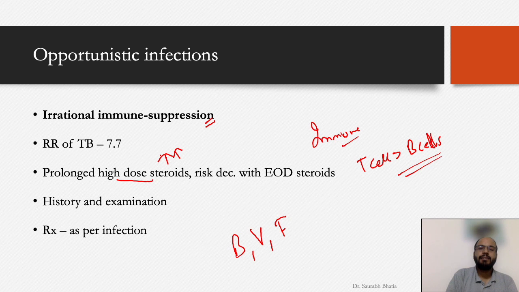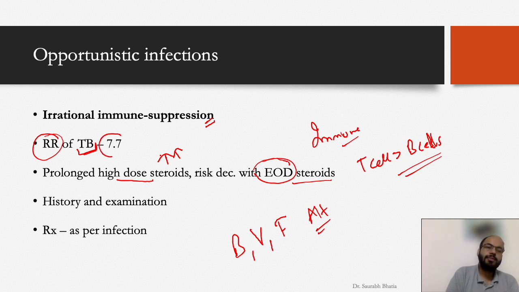The risk will decrease a bit with every other day's doses of steroid. That means alternate day dosing helps to decrease this side effect. The relative risk of tuberculosis, one of the most important diseases in our country, rises to about 7.7 if a patient is taking significant steroids, be it significant in duration or in doses. Clear? A thorough and detailed history and examination is absolutely necessary to find out whether your patient is having some kind of infection or not.